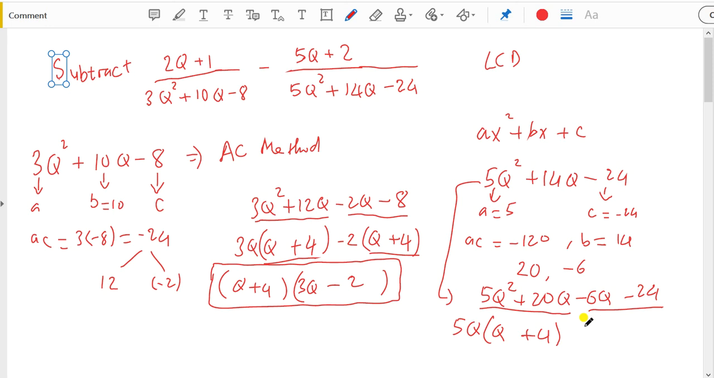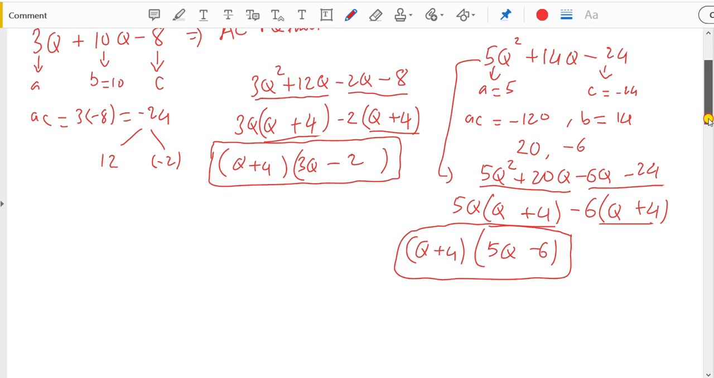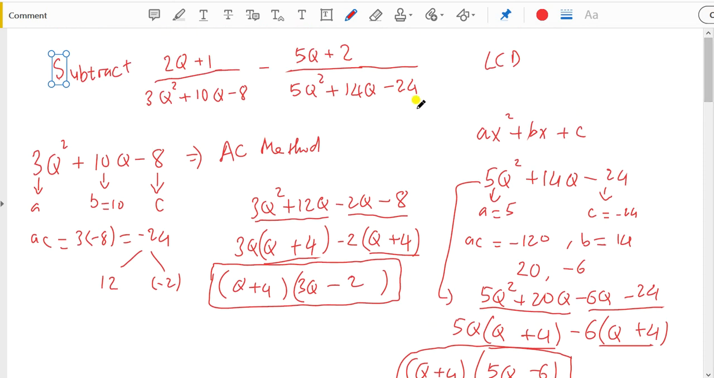For minus 6q and minus 24, we can see that minus 6 is a common factor. When I take out minus 6, I have q left for the first one. Minus 24 divided by minus 6 gives me plus 4, because minus 6 times 4 is minus 24. We can also see that q plus 4 and q plus 4 here are a common factor, so we can take that away. I pull q plus 4 to the front. When I do that, for the first term I have 5q left, and for the second term I have minus 6 as the remaining number. So this is the complete factorization of the denominator of the second fraction here.